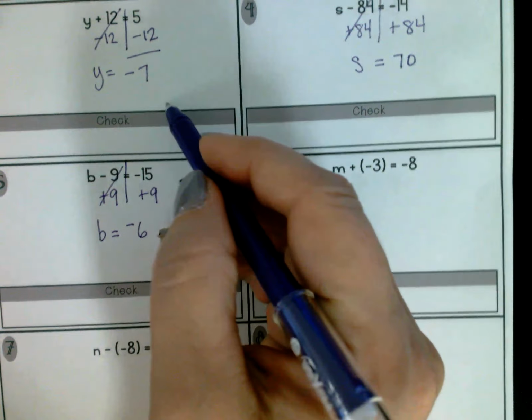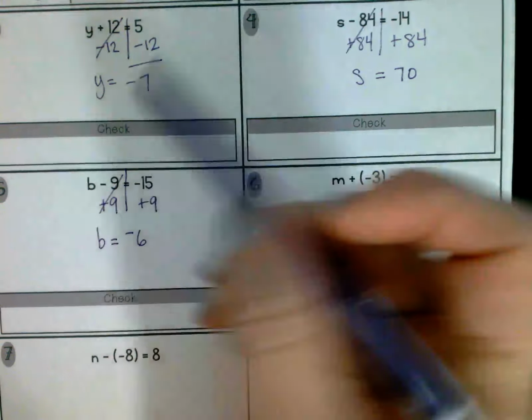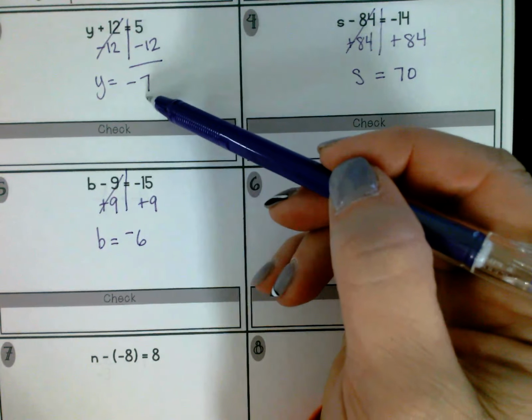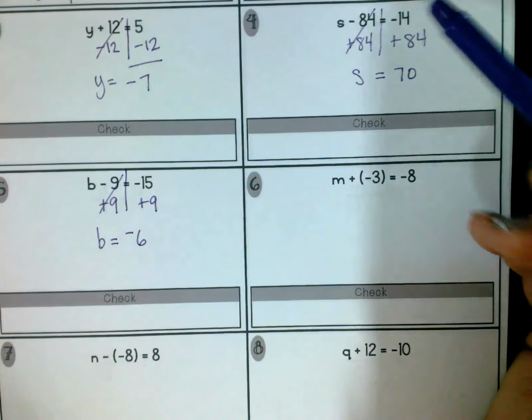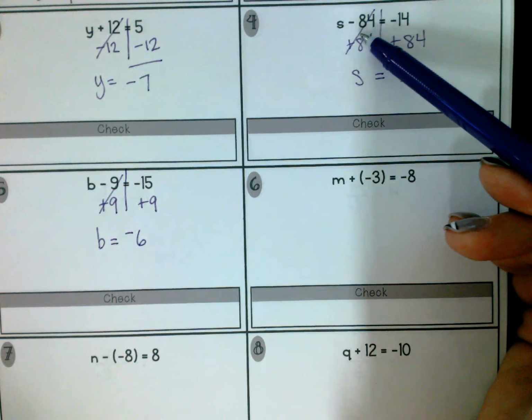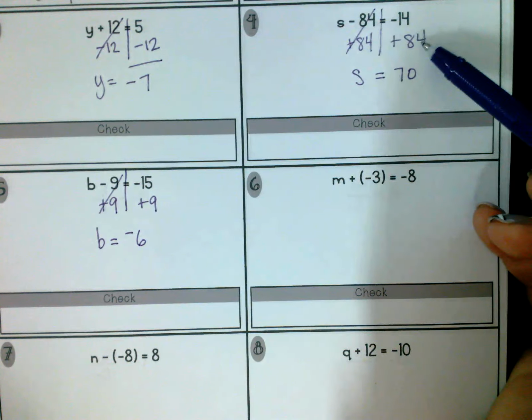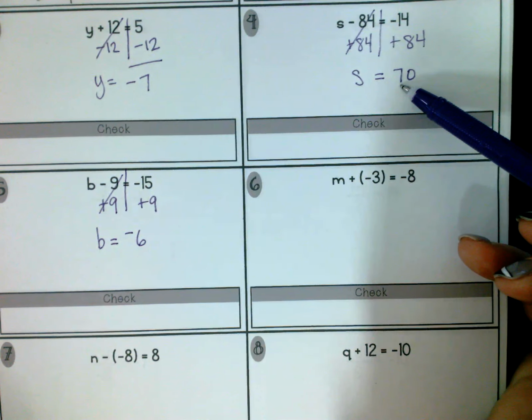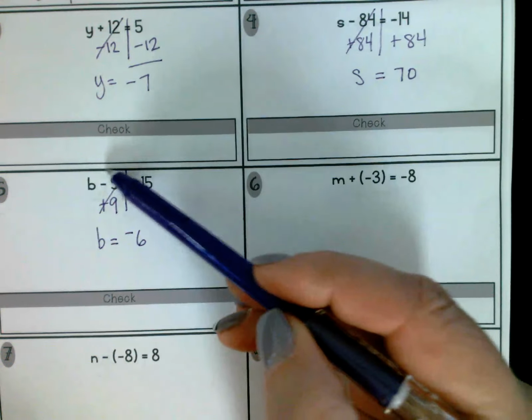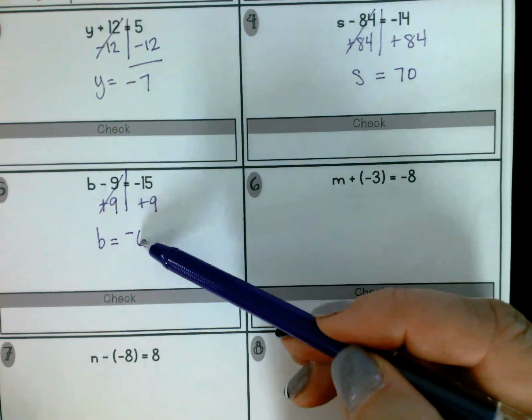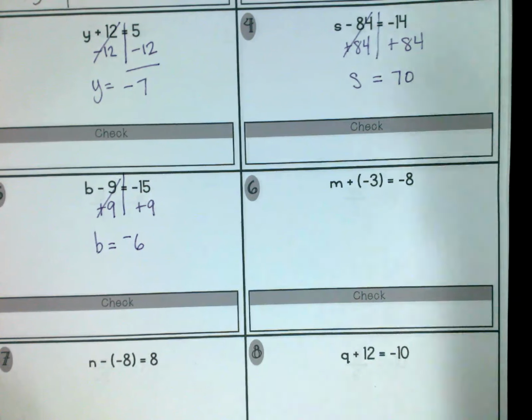For question number 3, I subtracted 12 from both sides. 5 minus 12 is -7. Question number 4, because that was a -84, I added 84. -14 plus 84 gets me 70. I added 9 to both sides and I ended at -6.